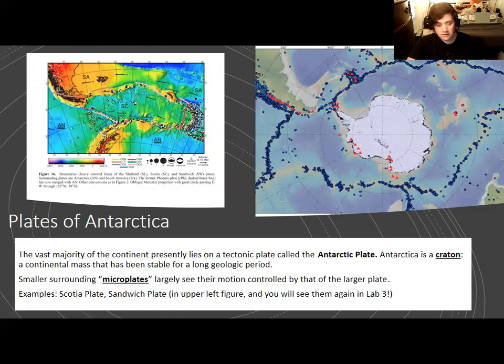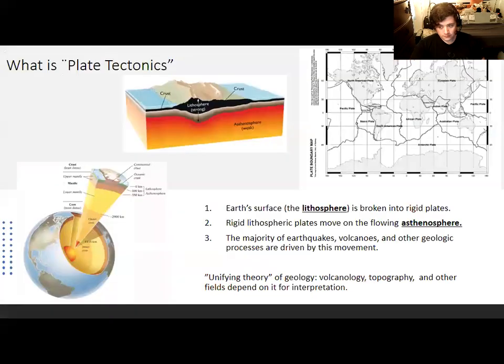You'll see in Lab 3 that they mostly exist to accommodate movement by the larger plates. And so the Scotia plate and the Sandwich plate are two of these microplates found in the subantarctic islands region. And they'll come up again because they feature a subduction zone, a particular type of convergent plate boundary. That's one of the types of plate boundaries we'll talk about.